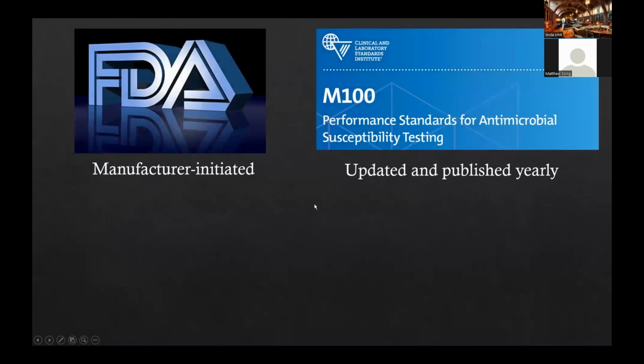So who sets the breakpoints? There's 2 organizations that in this country are involved in setting the breakpoints. One of them is FDA, and I'm calling this manufacturer initiated because basically when a drug manufacturer has got a new antibiotic and they're going through all the research and they're going through all the clinical trials, all that data is going to be used to set the breakpoints, and the manufacturer will submit those breakpoints to the FDA at the same time they submit the drug for approval. And the FDA will say, yes, this drug is okay, we approve it, and we approve these breakpoints. So it's really the manufacturer that has suggested and provided data to support a certain set of breakpoints.